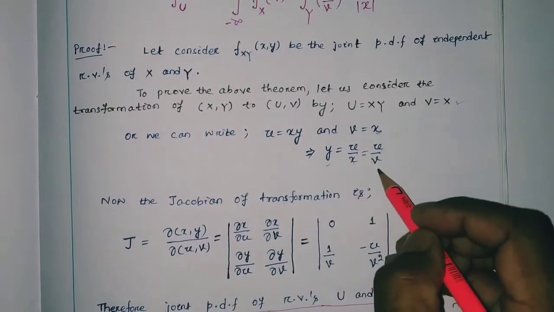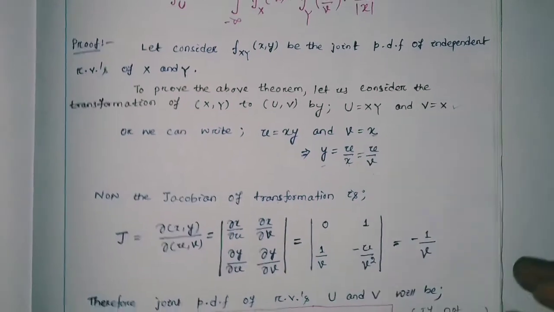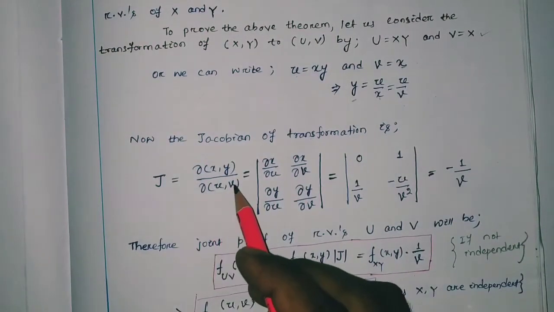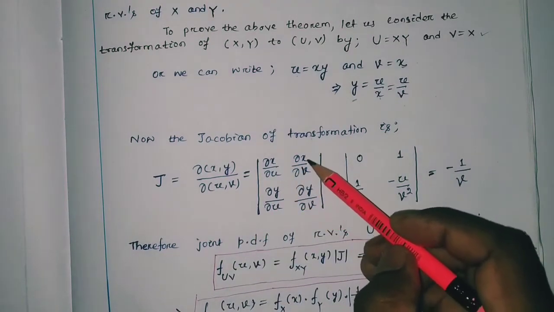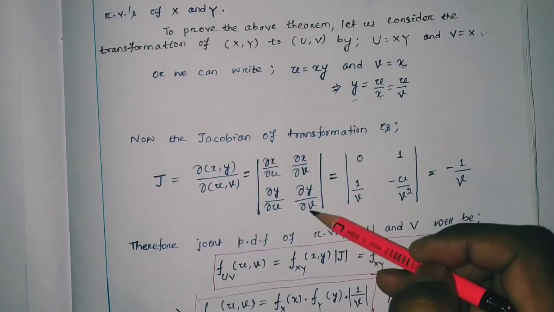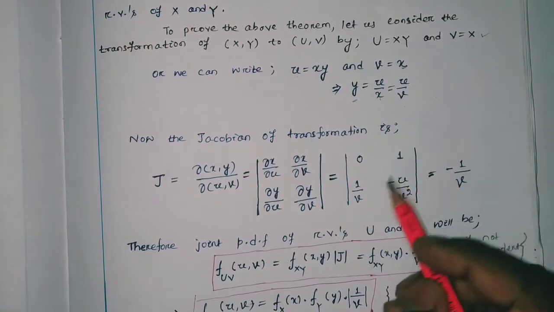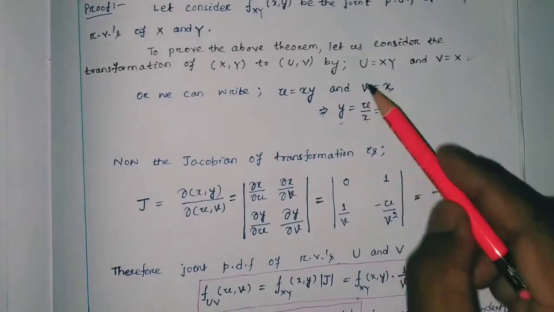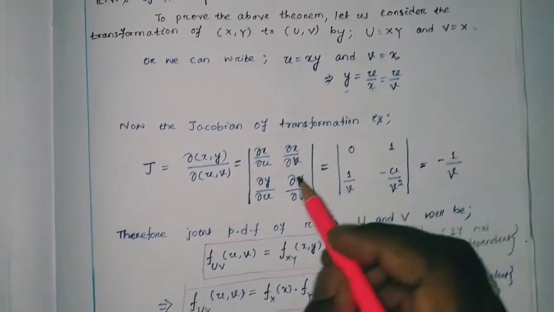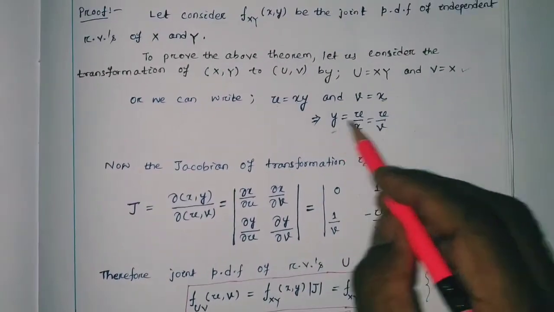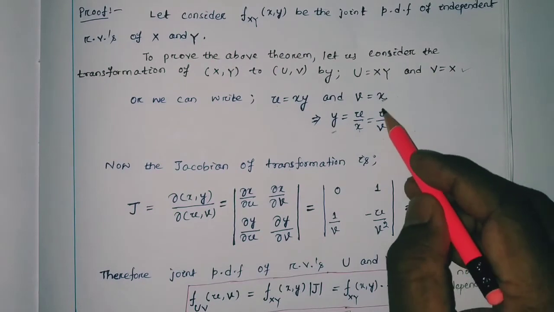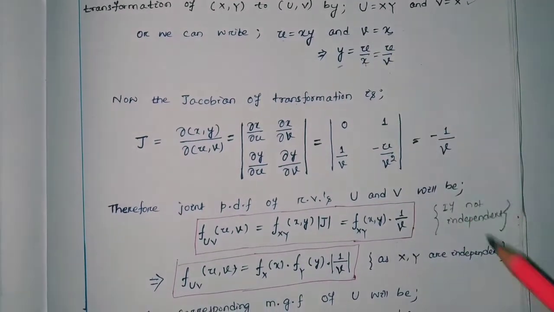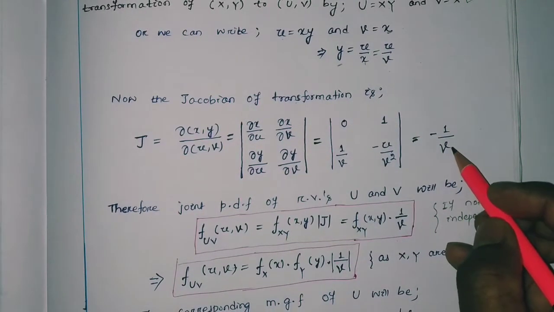By considering this, y equal to u by v and x equal to v, the Jacobian, that is del xy by del uv, will be equal to the determinant of del x by del u, del x by del v, del y by del u, del y by del v, which equals 0, 1, 1 by v, minus u by v square. You can check. Del x by del u is not there, so 0. Del y by del v: here u by v is there, u is a constant, so minus u by v square. So we found minus 1 by v is your Jacobian.